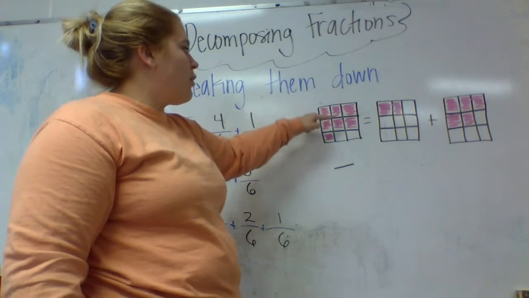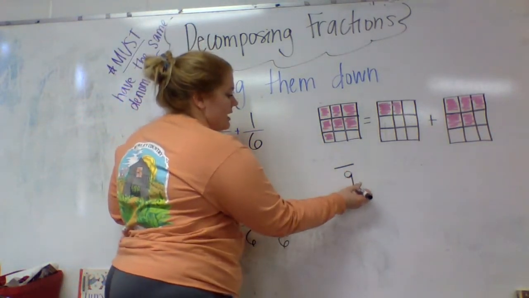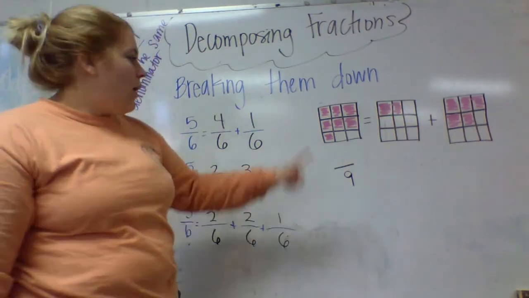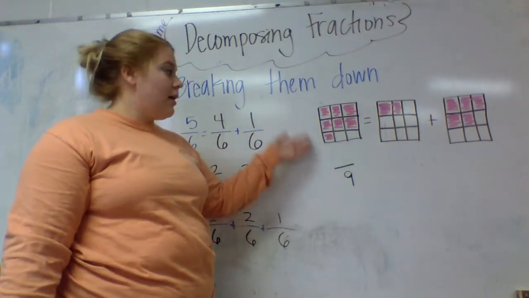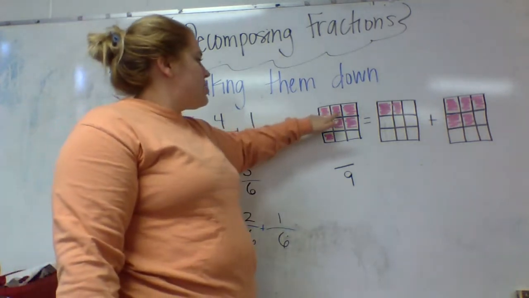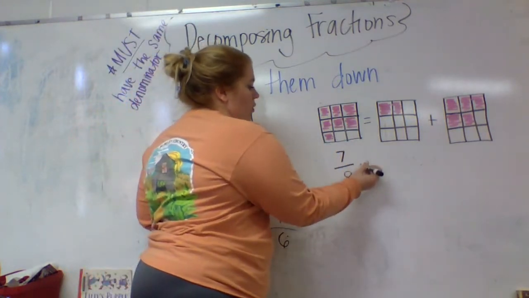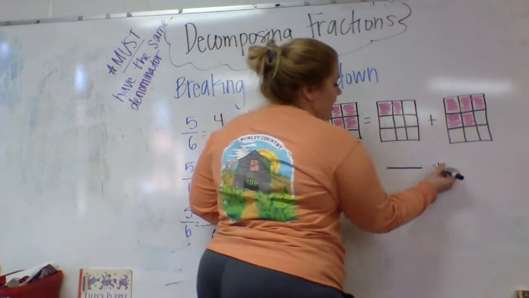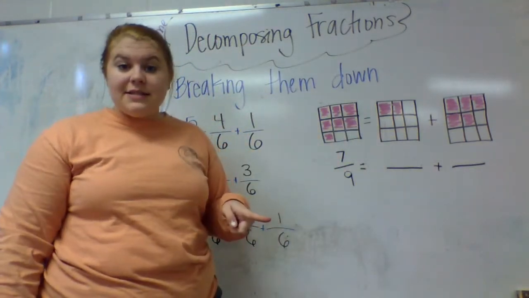1, 2, 3, 4, 5, 6, 7, 8, 9. So I'm dealing with ninths. Well, how many of them are shaded? My denominator is how many total pieces there are. My numerator is how many am I dealing with? How many do I have? 1, 2, 3, 4, 5, 6, 7. So I know that when I add these two together, it's going to give me 7/9.